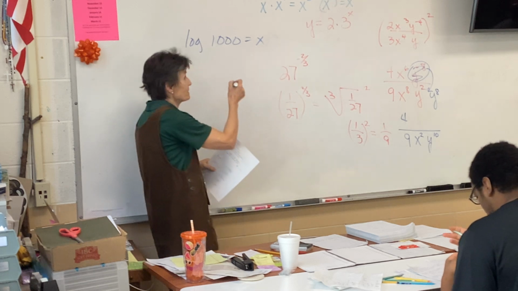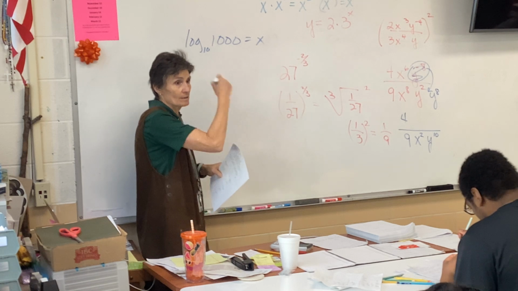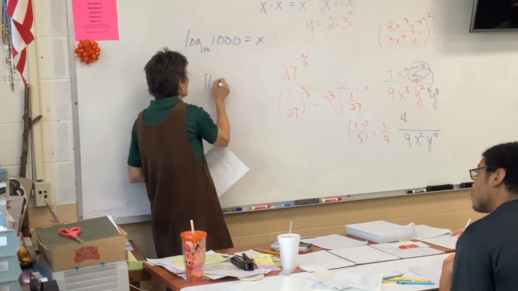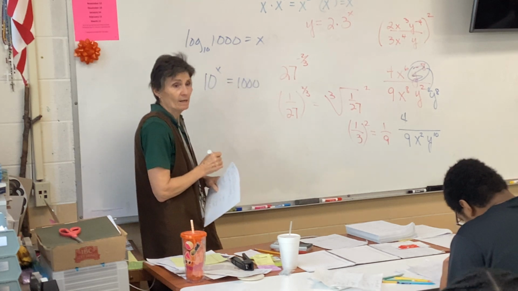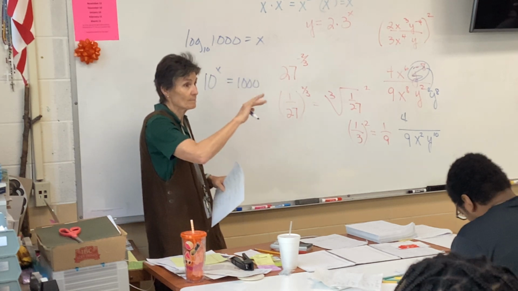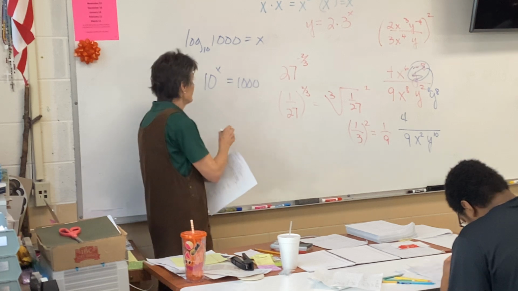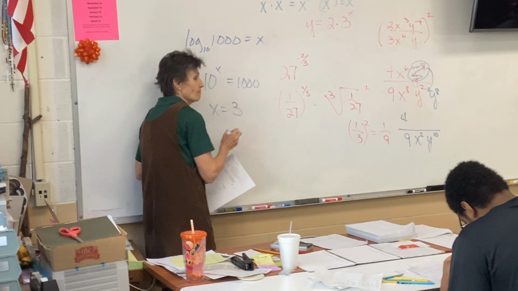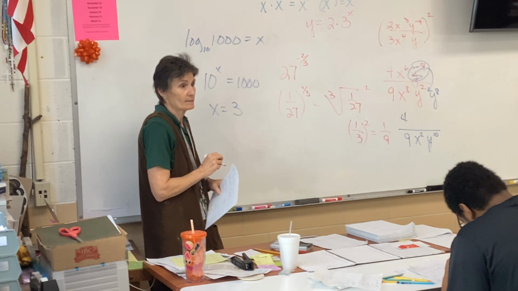And we know the base is 10. So 10 to the x is 1,000. And you need to figure out how many times do you times 10 to get 1,000. And the answer is 3. That's how much you count. Right? X is 3.